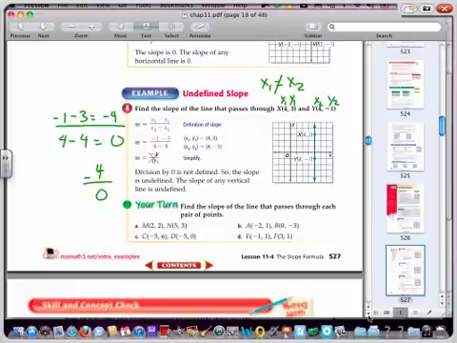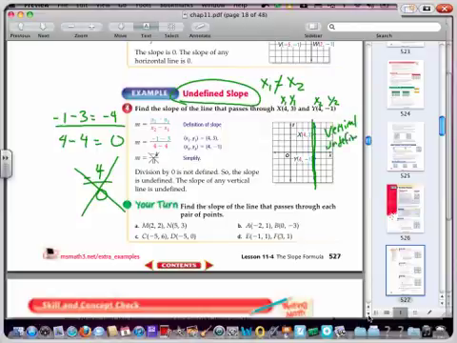I mean, how many times is 0 going into -4? You're not allowed to divide by 0. That's kind of like one of the first rules. You can't do that. So therefore, this is known as undefined. I cannot do it. So one that goes up and down, one that's vertical, is undefined.